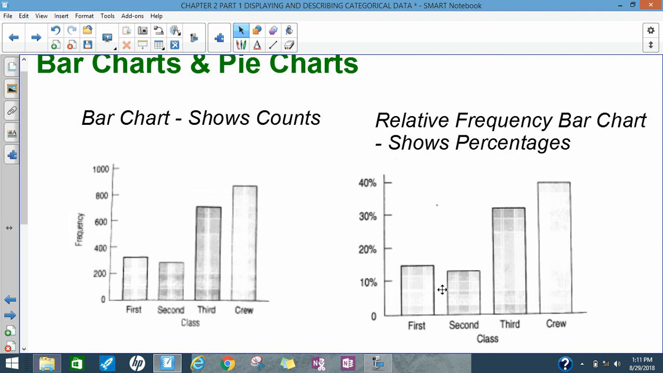And we can go further, and we can make a relative frequency bar chart from our relative frequency table. And again, their heights represent the percentage of the total number of people in each category. So again, you can see that the crew made up the largest percentage of all people on board.